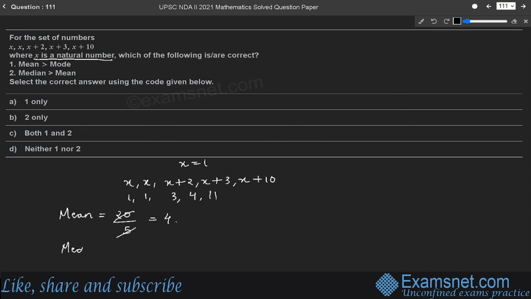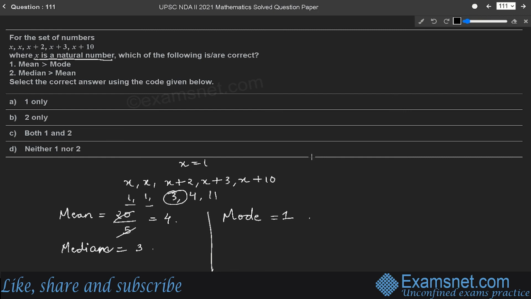Median means the middle value. So the middle value here is 3. So median is 3. And mode means the highest number of repeated values. Here 1 is repeated 2 times. So the number which is repeated is 1. So mode is 1. Now let us look at the statements.